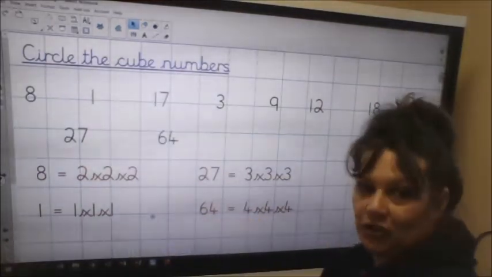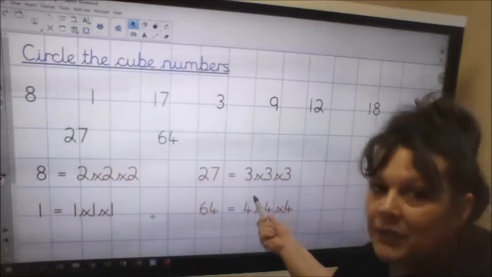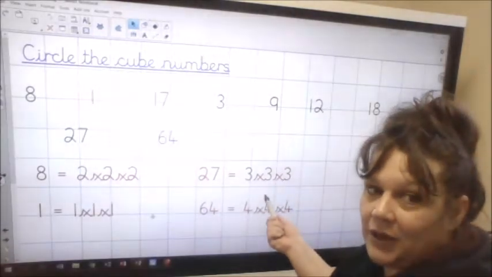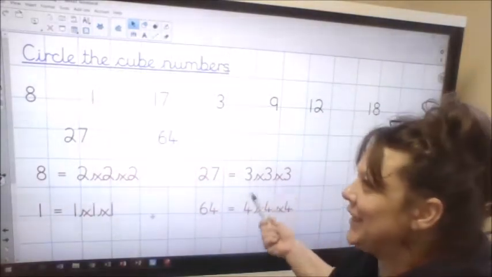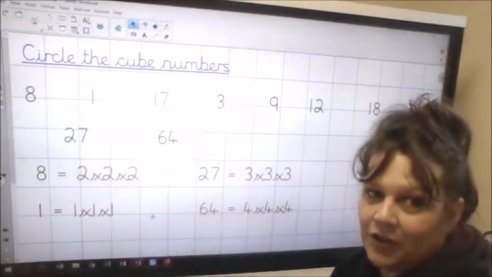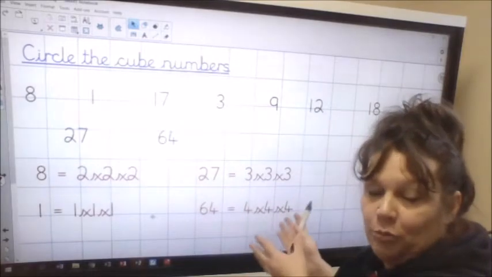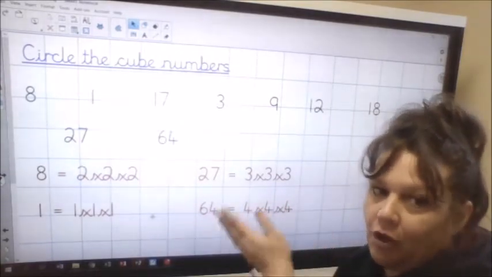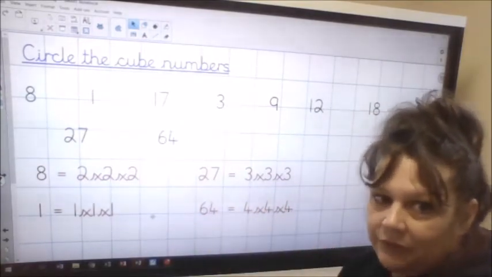Okay, 27 is a cube number because 3 times 3 is 9, and 9 times 3 is 27. So 27 is a cubed number. It is the result of a number times itself times itself.